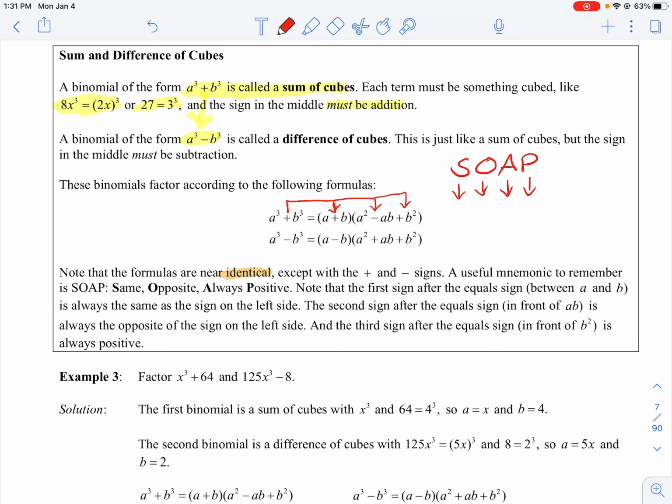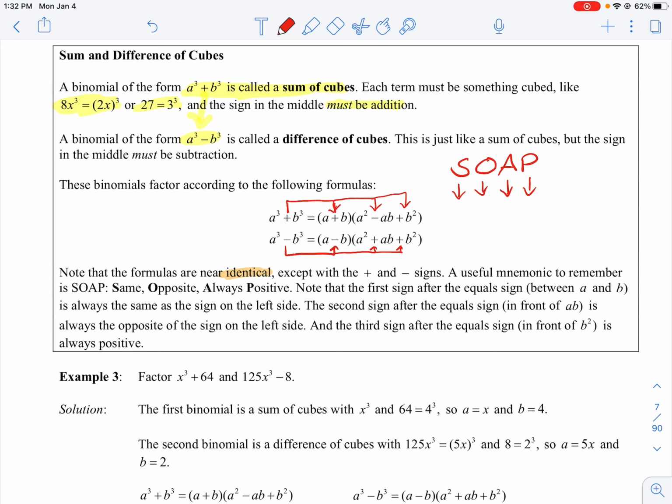Let's take a look if it's applicable to the next formula for a cubed minus b cubed. That's the same. That's the opposite of it, because negative and then positive, and this is always positive. Okay? Now, for every single problem that looks like a sum or a difference of cubes, we will be using either the a cubed plus b cubed formula or the a cubed minus b cubed formula.